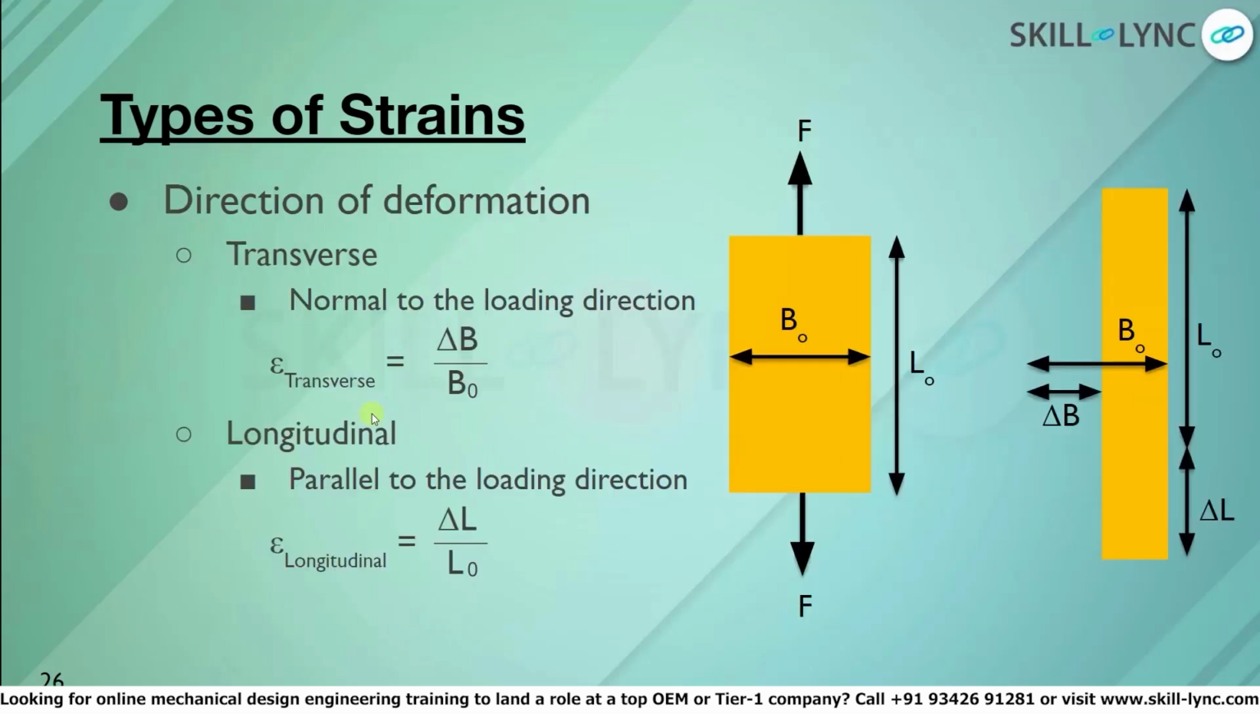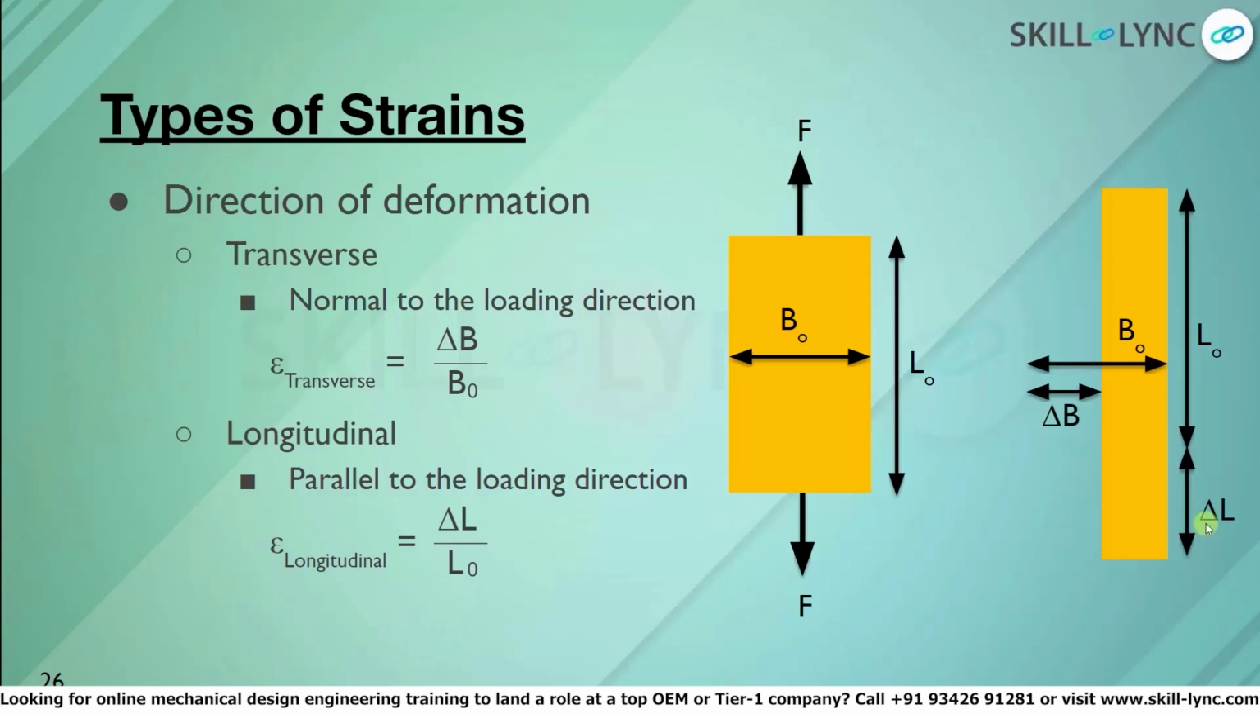Strain can also be classified based on the direction of deformation. Let us assume a material which has an initial length of L0 and an initial width of B0. When this material is placed under a tensile load, it will reduce in cross section. This reduction is delta B. It will also elongate.